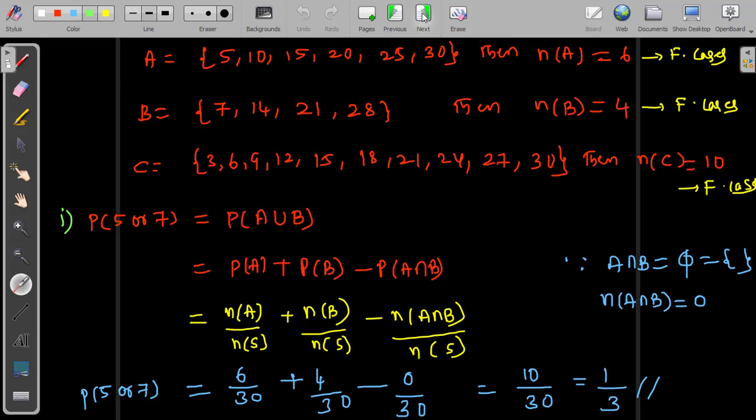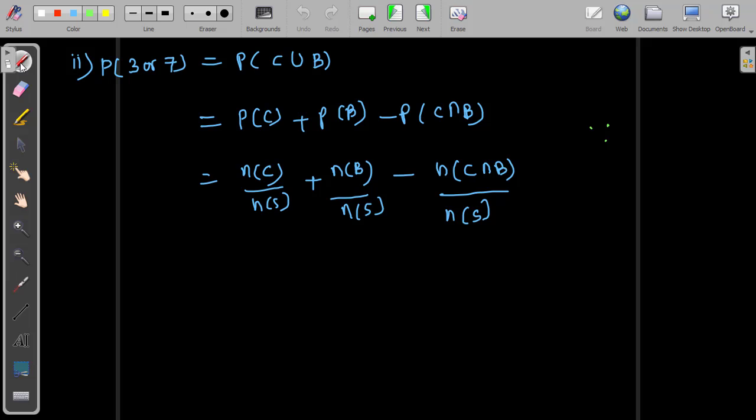Finally we can say C intersection B equals only one common element, sorry, 21, that is the common element 21. So this is called a singleton set. As you know the definition, a set is said to be a singleton set if it contains a single element. That's the basic definition. So the number of elements in C intersection B equals 1. That's the common element between set B and set C.